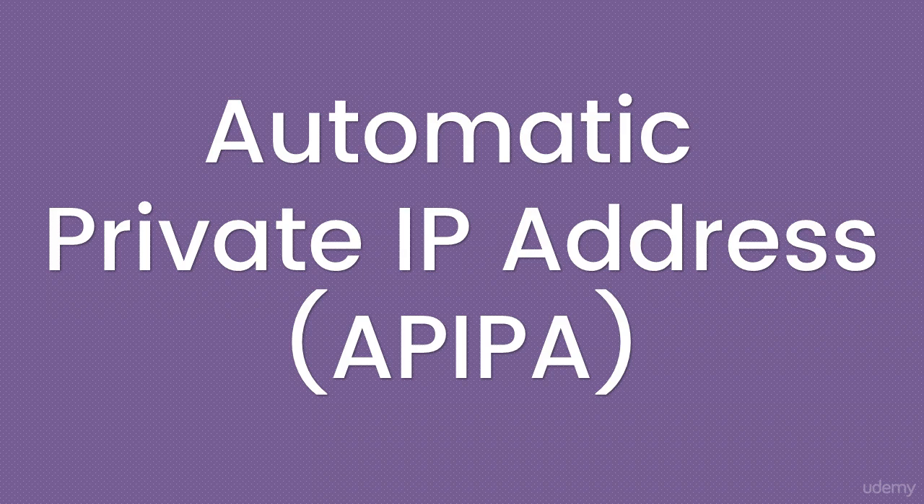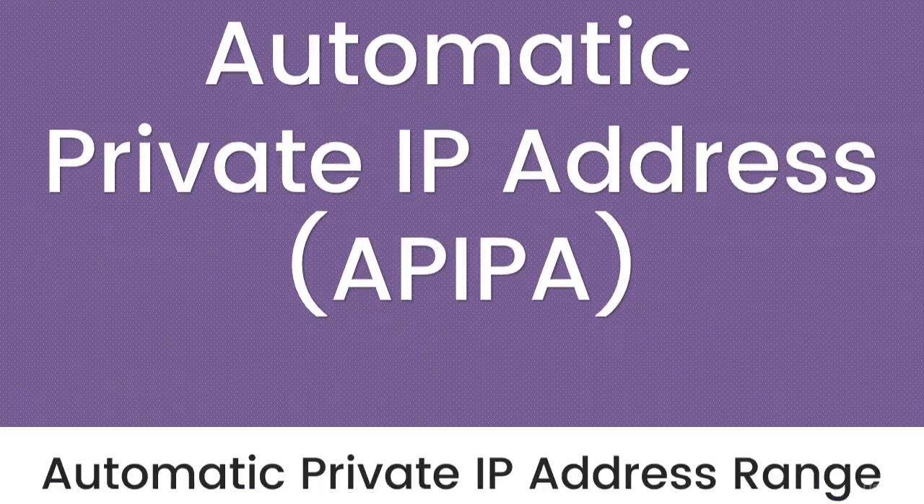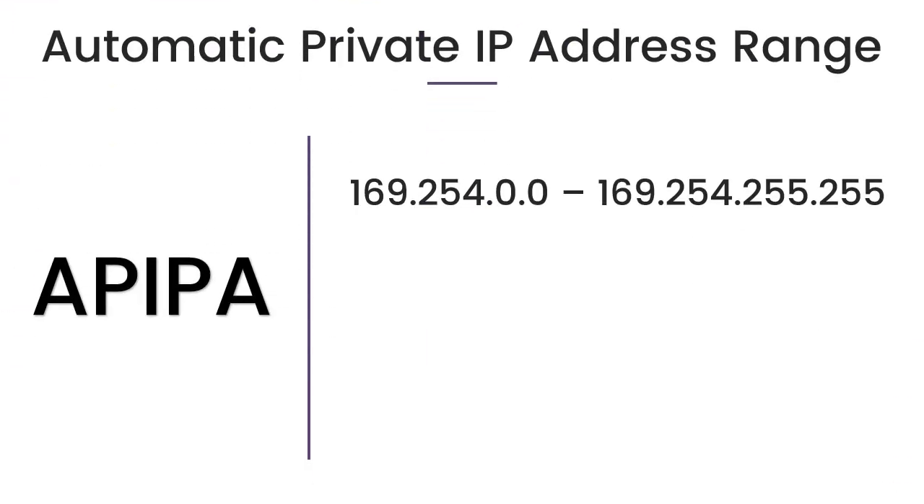In this presentation, I would like to look at the Automatic Private IP Address Range, also known as APIPA. The Automatic Private IP Address Range goes from 169.254.0.0 to 169.254.255.255. It's technically a private IP address range. It's been reserved by the Internet authorities for private use.